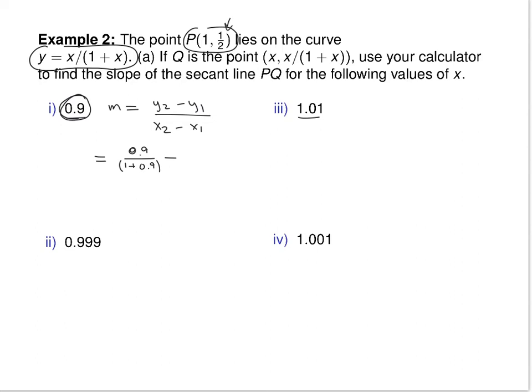Where did that 1/2 come from? You plug 1 into the formula again? Plug 1 in the formula. That's why it's minus 1/2. And all that divided by what minus what? What's the second x we had? Say that again? Oh, a little bit careful. So the x2 corresponds to whatever gave us y2. So in this case it'd be 0.9.